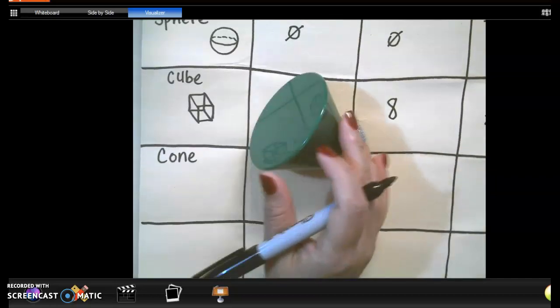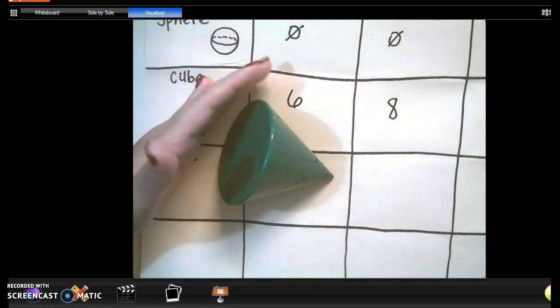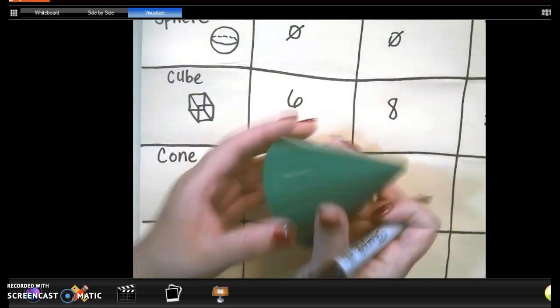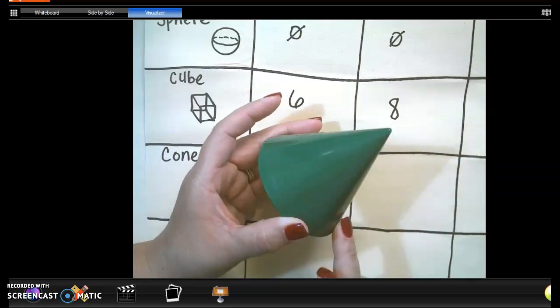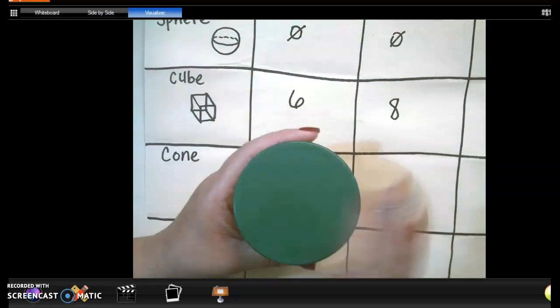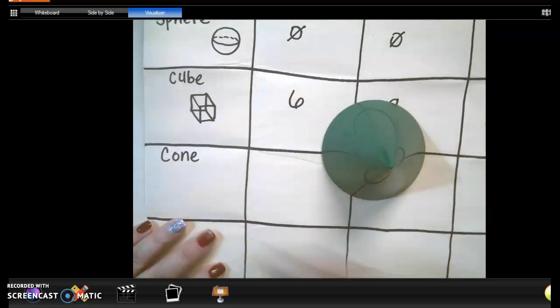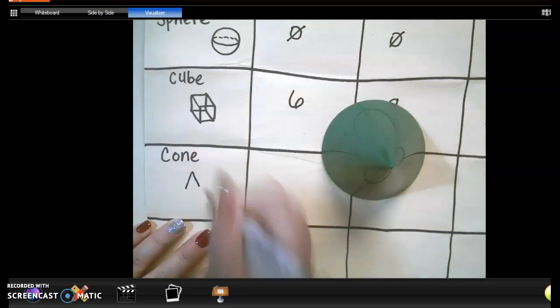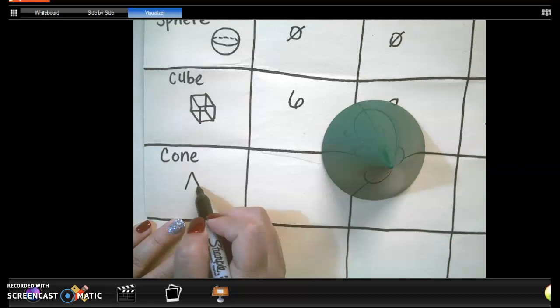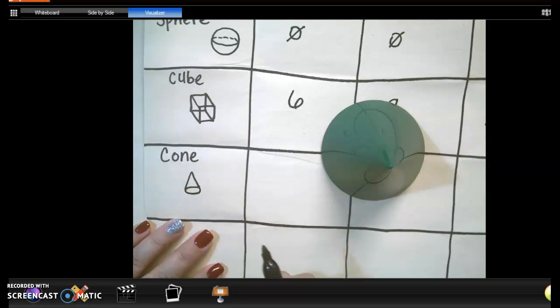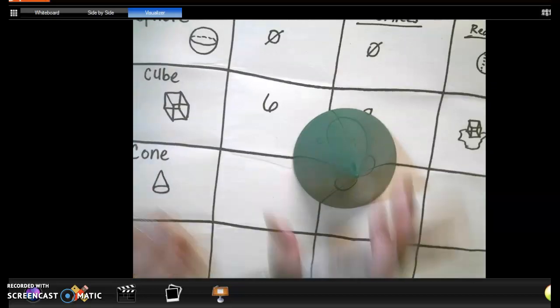So it's called a cone because it kind of looks like an ice cream cone, right? And if you look at it, this side kind of looks like a triangle, and over here, this looks like a circle. So that's how I draw it. I do a triangle for the top, but on the bottom, I do a circle. Alright? So we're going to look for the faces.